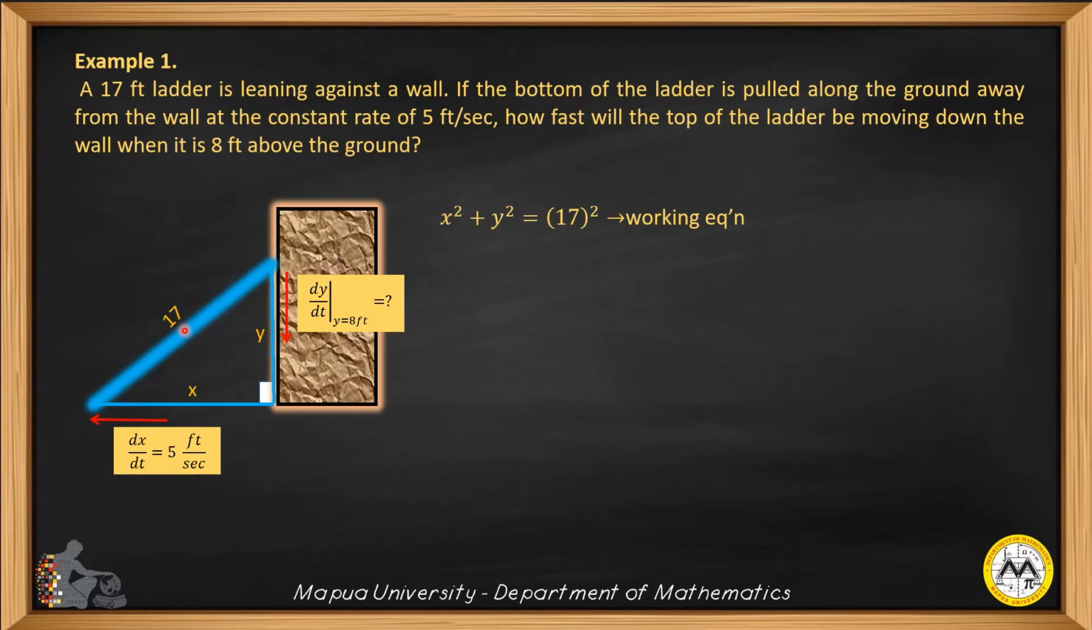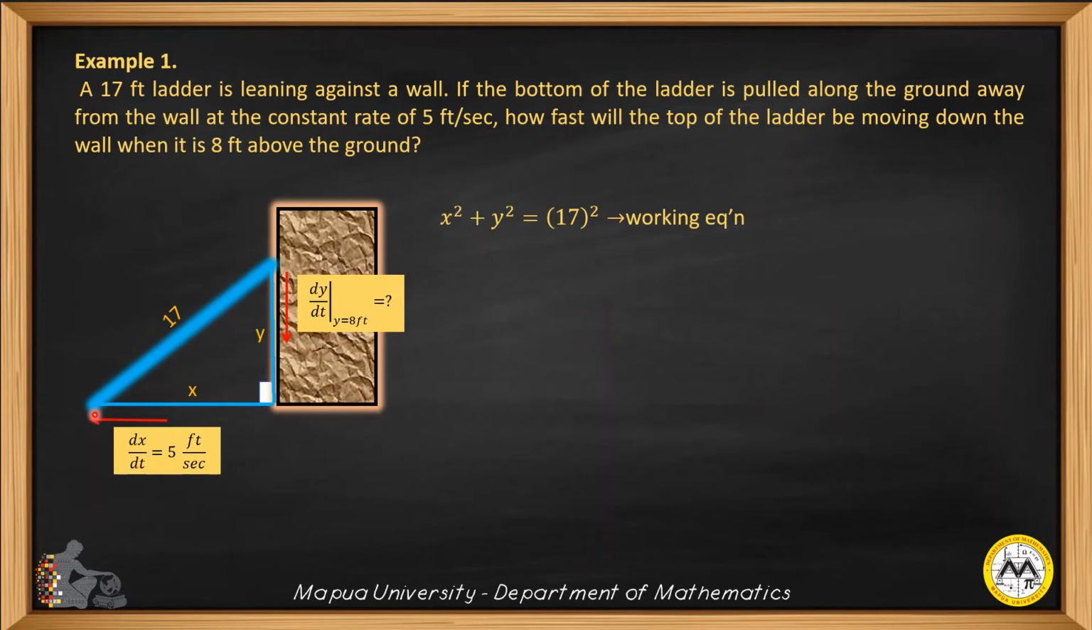This is our working equation that will give us a way to determine how fast the top end would be moving down the wall at the instant that it is 8 feet above the ground. So let us analyze the given data. As we pull this end away from the wall, as we mentioned earlier, the distance x would be increasing, and the rate at which it is increasing is the same rate that this end is being pulled away, and therefore dx/dt is 5 feet per second.